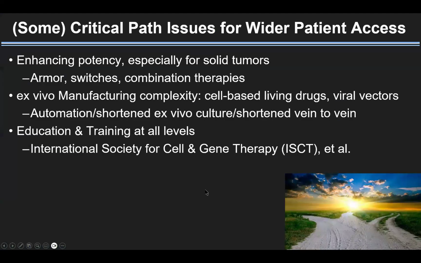So some critical path issues for wider patient access are enhancing potency, especially for solid tumors, where we've not seen the dramatic and striking results that we have seen in the hematologic malignancies. I showed you an example of using armor with IL-18 to enhance potency. There's other work with switches and combination therapies.